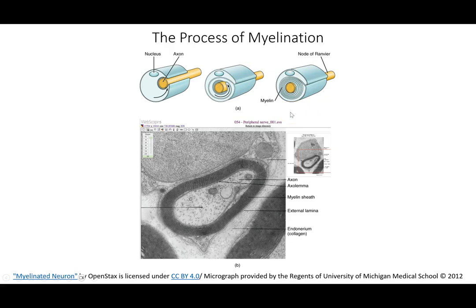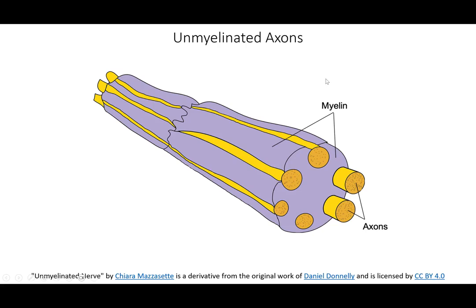And then we do that at multiple points along the axon, with those nodes of Ranvier in between the different bundles of myelin. This is what unmyelinated axons would look like. Again, we still have that myelin present. It's just not wrapping all the way around the axon like it does in the myelinated axons.